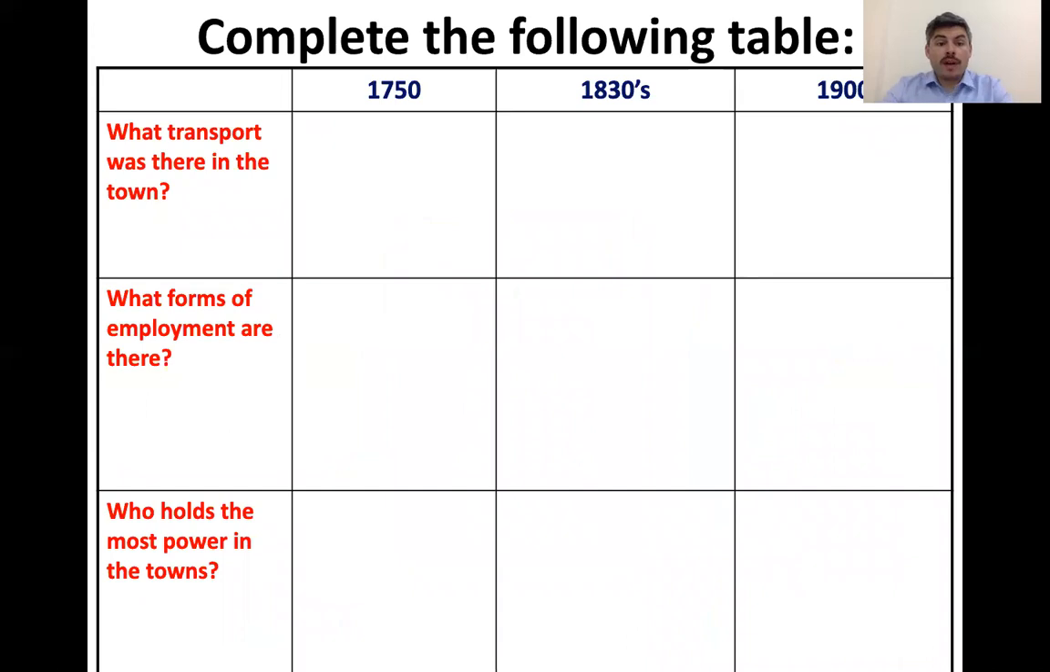Guys, what I would like you to do, we're going to go through some information in a moment, and the end task is going to be to complete this table. Okay? So you don't need to do anything right now. Just take a look. And then after we have gone through the questions, I'm going to ask you to copy this table and complete it. Okay? So it's going to be looking at transport, employment, and power. So this is for after. You don't need to copy it right now.